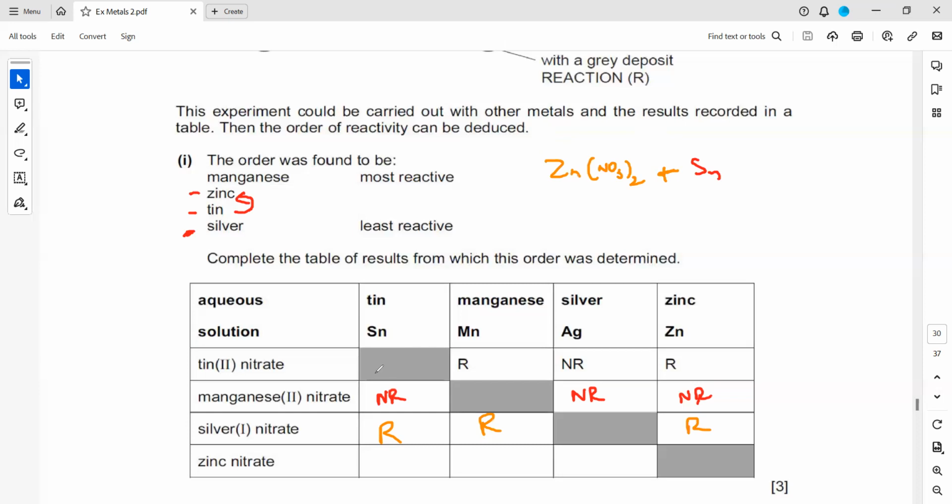Zinc salt is there and we are adding tin. Will it react? No reaction. Why no reaction? Because tin is less reactive, so it cannot displace the more reactive metal from its compound.